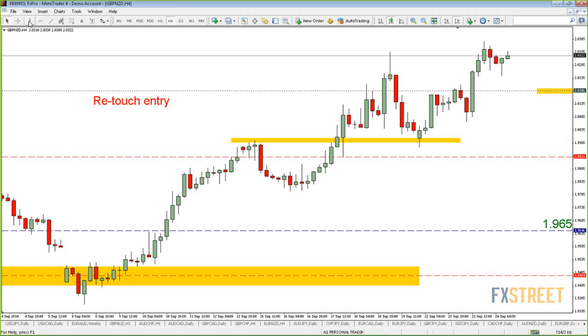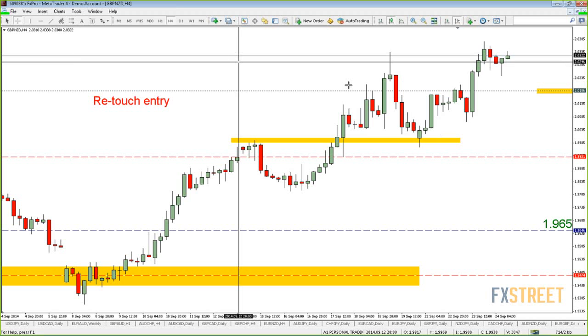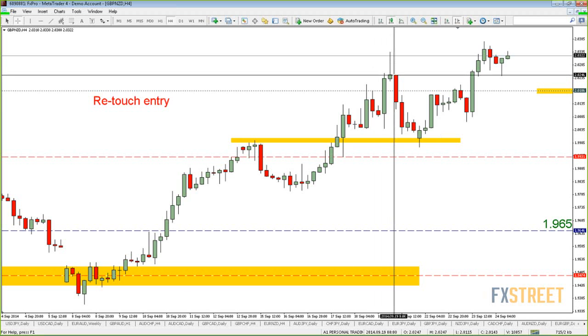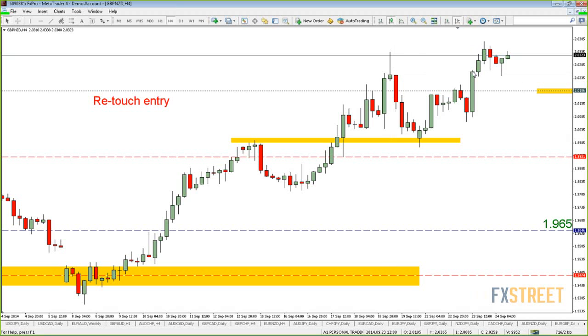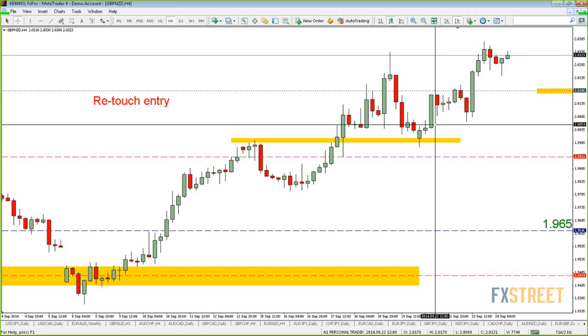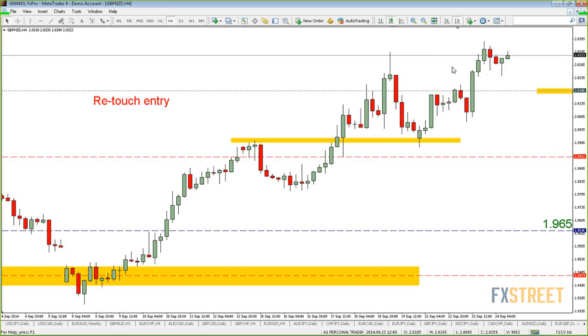Now, what do we wait for? One thing is to look for a possible double top. So I could have a target right around here, and you can see where this candle stopped. That would have made for a good target. That would have been for about 200 pips on that one.